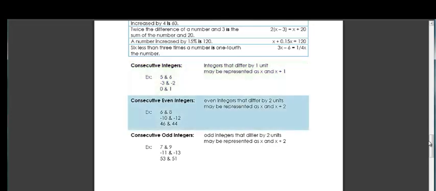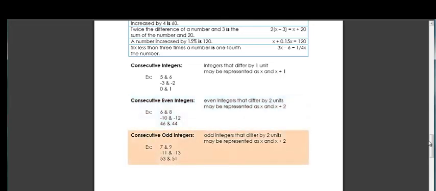Okay, the next type of integer you could have is consecutive even integers. So that'll be like 6 and 8, or negative 10 and negative 12, or 46 and 44. It's just two even integers back to back. So 2, 4, 6, 8, those are all even. Those are all consecutive even integers to each other. So these are even integers that differ by 2 units, and they may be represented as x and x plus 2.